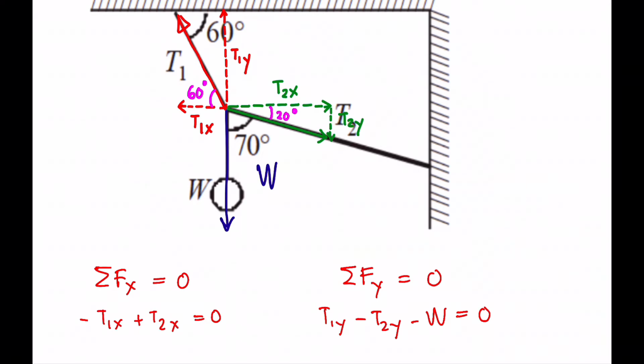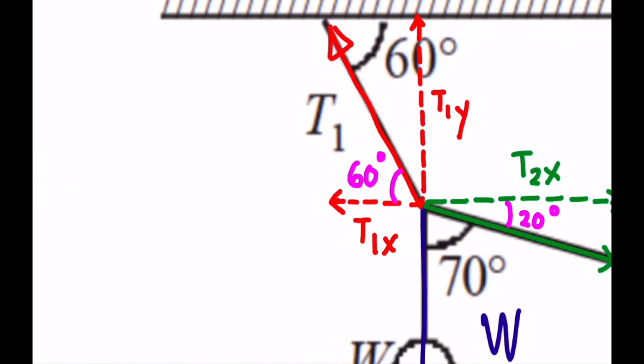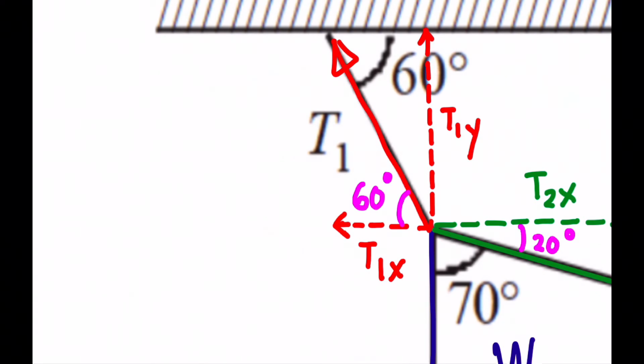Next, we will express T1x, T2x, T1y, and T2y in terms of T1 and the angle, and T2 and the angle, respectively. So looking at T1, if this is our T1x and this is the angle that we are dealing with, this side here is actually adjacent with respect to this angle of 60 degrees.